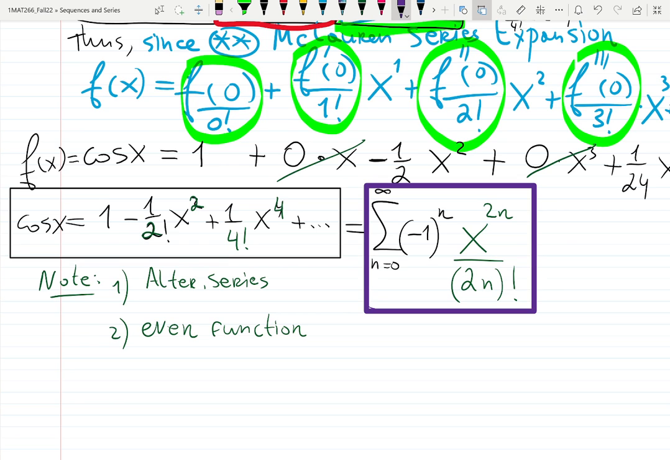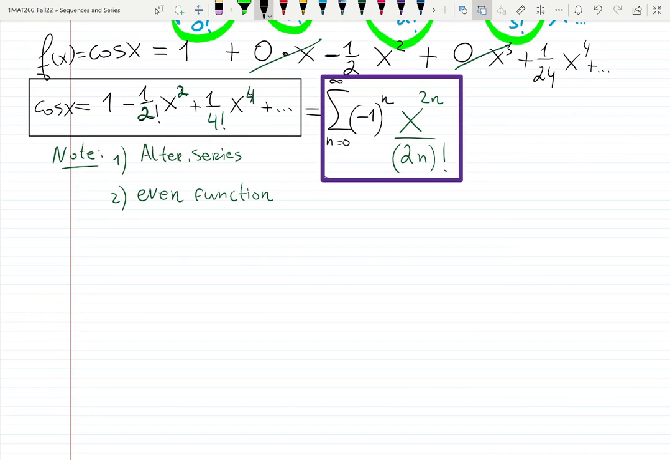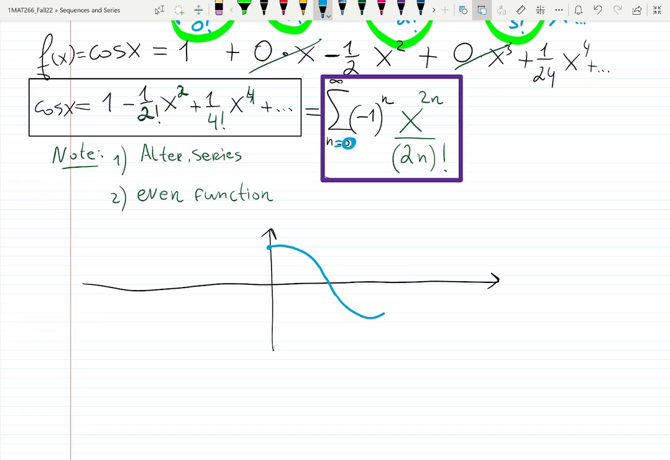So, alternating, even function. Do we know the graph for this function? Yes. The graph for this function at 0, what should it be? When I plug in n equals 0, it will be minus 1 to the 0, x to the 0 is 1, and 0 factorial is also 1, so it starts from 1. It is positive, and then the sign changes to negative. That's why it's alternating. And it's an even function, alternating plus and minus. And that's exactly what this series tells us. So that is true.